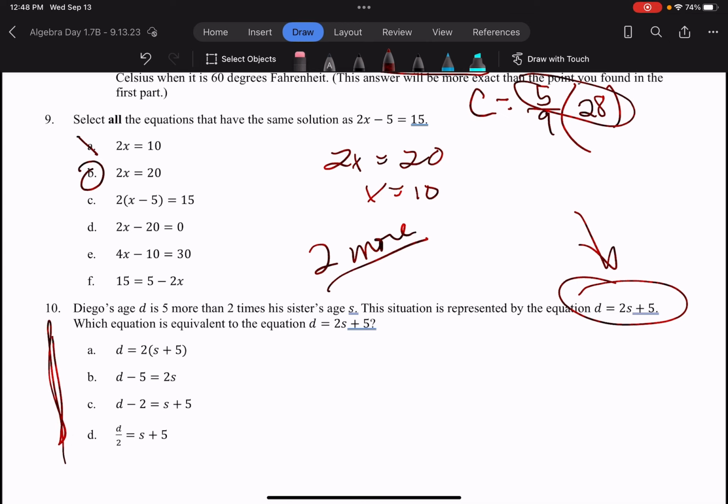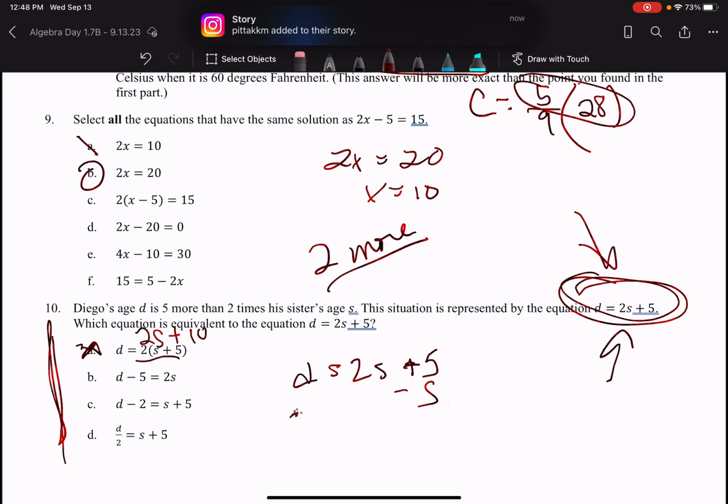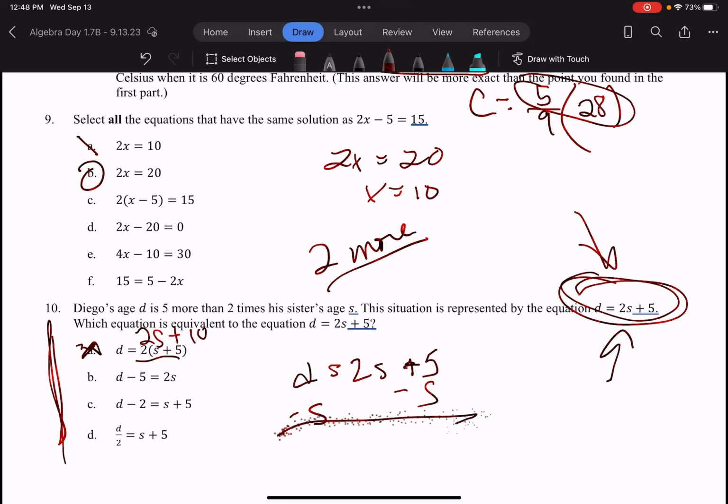So again, you're looking to see what did they do here. Here in letter A, they've given us the distributive property. So this would be 2S plus 10. That does not match up with this one. So this cannot be true. Okay? D minus 5 equals 2S. Well, if we were to say D equals 2S plus 5, and we were to subtract 5 from both sides, that does in fact give us D minus 5 equals 2S, because 5 minus 5 is 0. And so B seems to work.